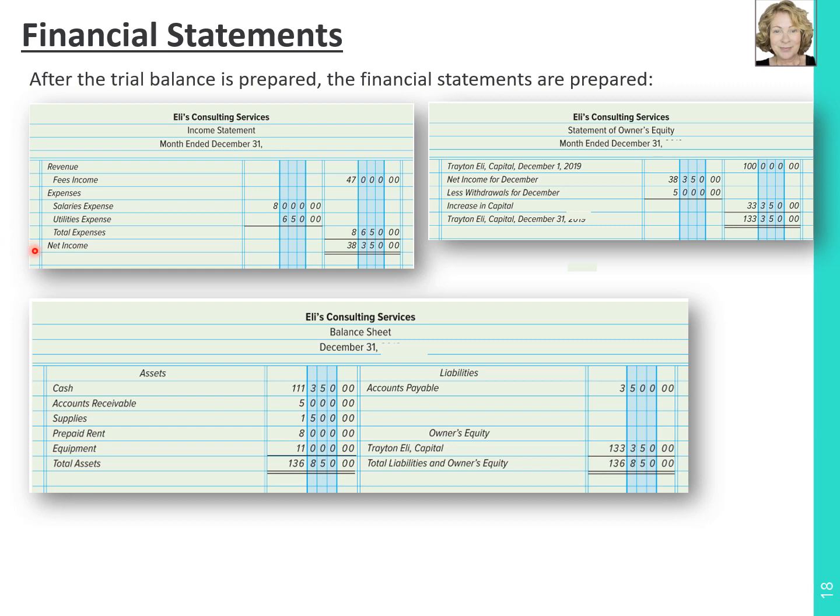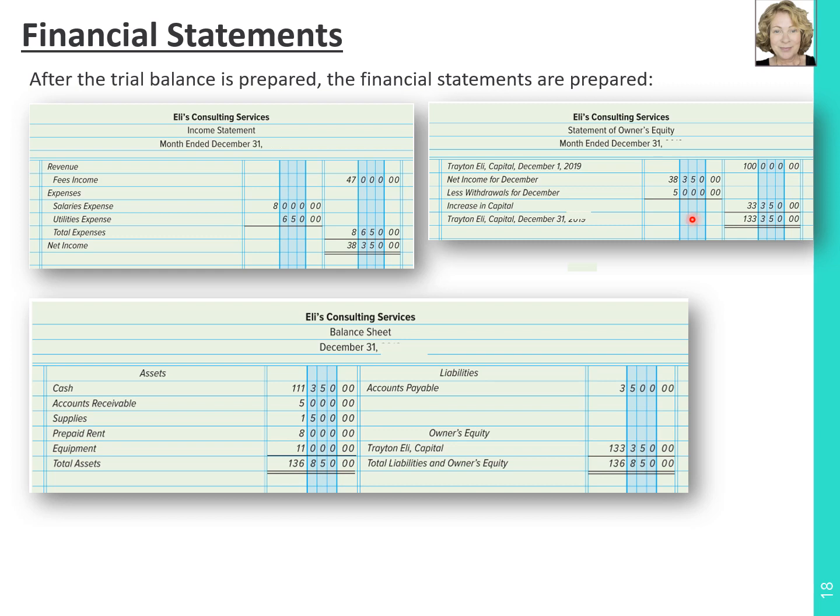Okay. We next prepare our statement of owner's equity, which requires us to start with the beginning balance of the capital. As of December 1st, we have $100,000. We add that to our net income of $38,350 from the income statement. We subtract what Trayton Eli already took out as drawings. And we then combine net income less the withdrawals and add that amount to the beginning balance, coming up with an ending capital balance of $133,350.